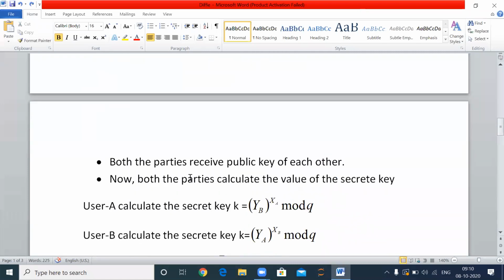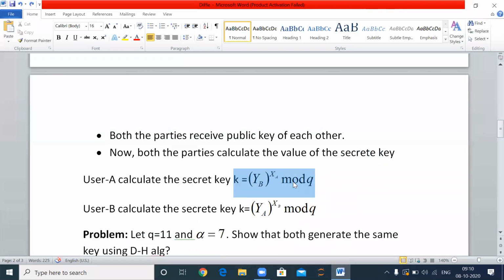In step 3, both parties receive the public key of each other. The sender sends his public key to the receiver, and the receiver sends his public key to the sender. Both parties receive the public keys, and both can calculate the secret key K. The secret key can be calculated by user A using this formula.